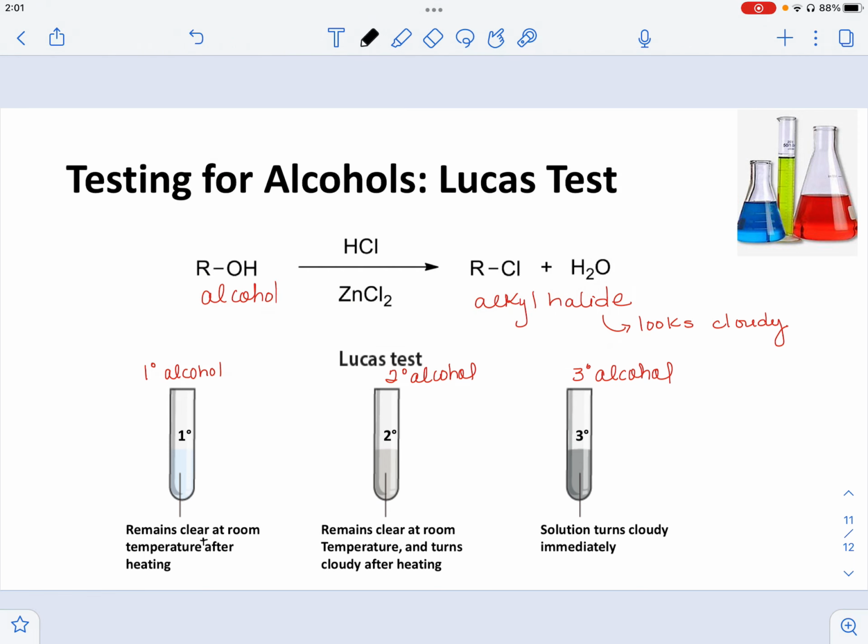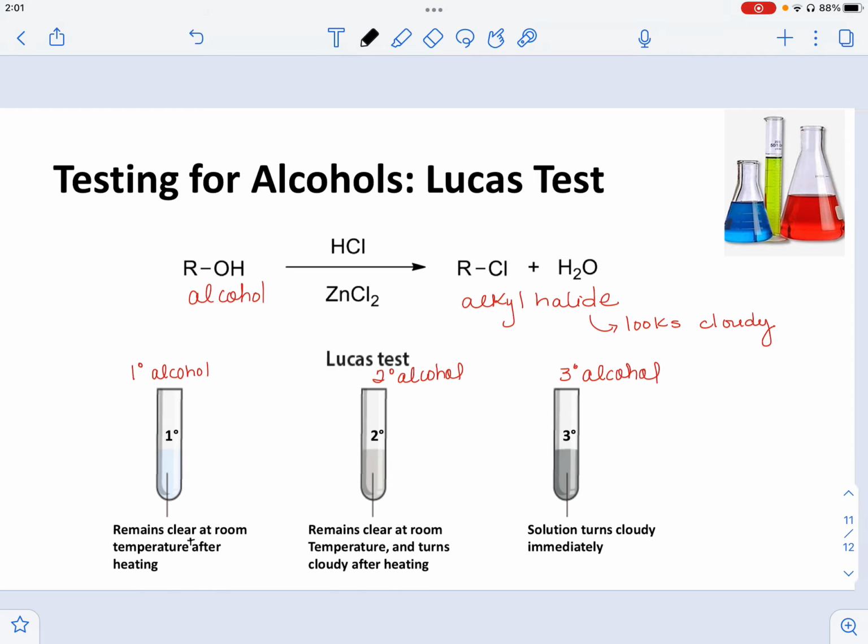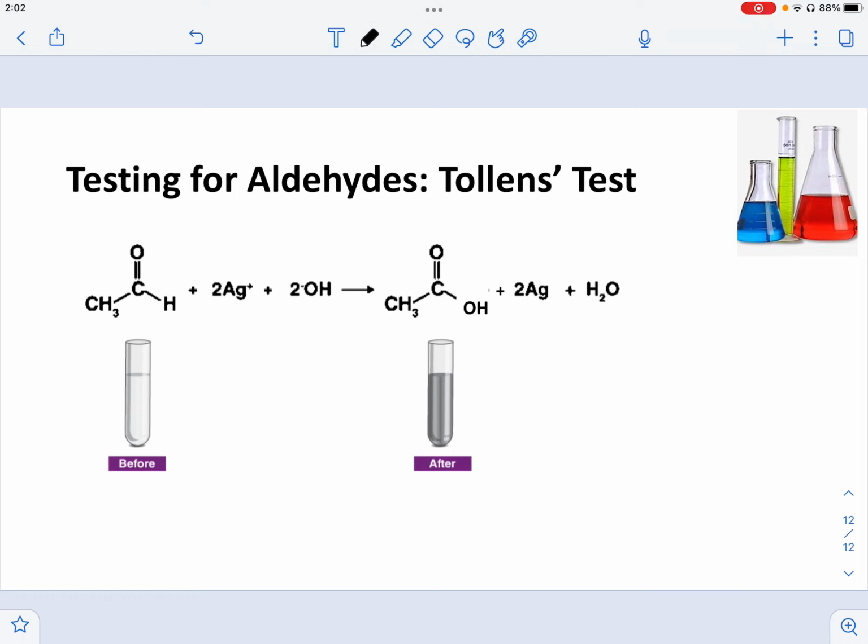after heating. The last chemical test that you will be observing and collecting data on is the Tollens test. The Tollens test is actually an oxidation reaction in which we know that aldehydes specifically will be able to undergo oxidation and is going to produce a carboxylic acid.